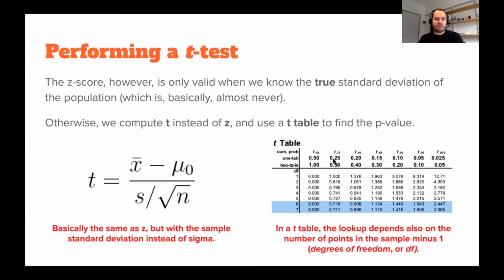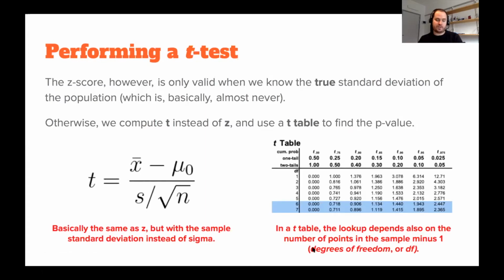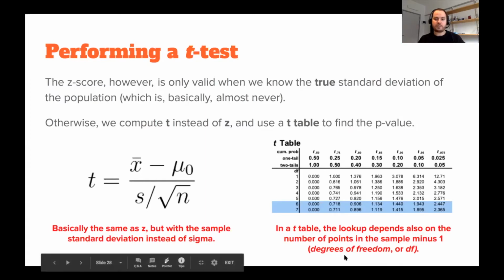And then the t-table, again, we still have a table to do that, but the t-table is slightly more complicated, because depending on the size of your sample, the values on the t-table will change. This is what is called the degrees of freedom. I will not get into details of what it means to have different degrees of freedom. But what's important here is that the degrees of freedom is the number of points in the sample minus one, and that affects the actual probabilities that you find in the t-table.